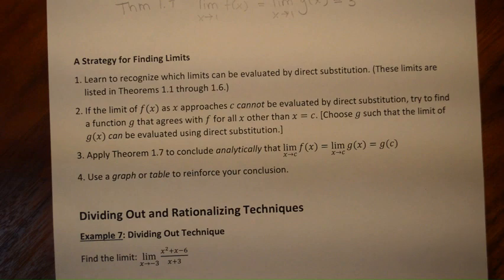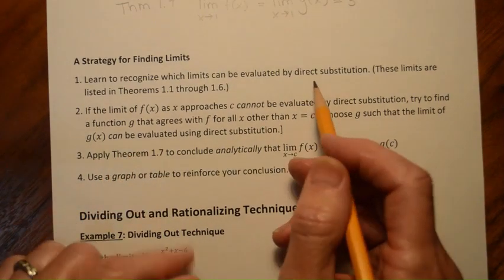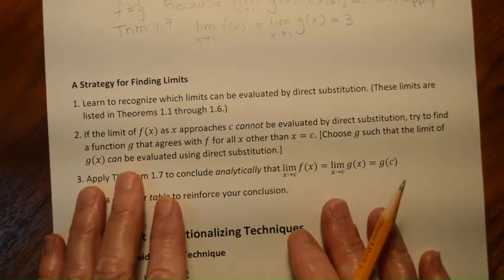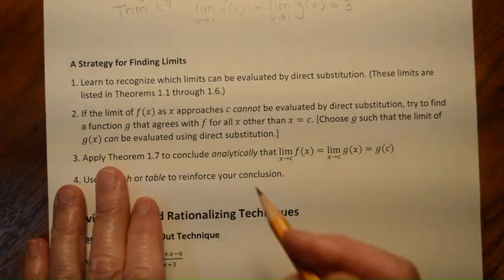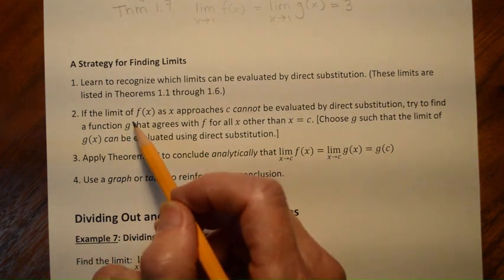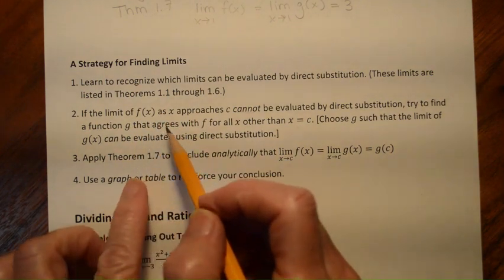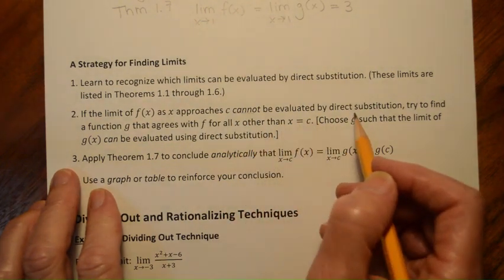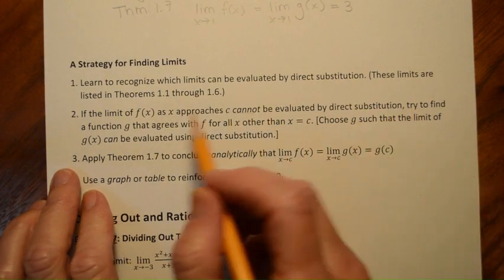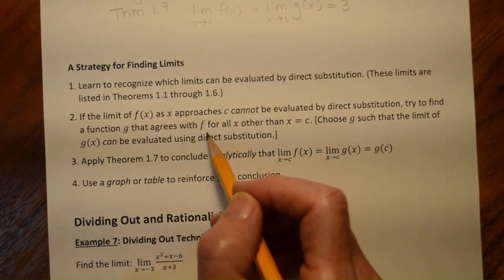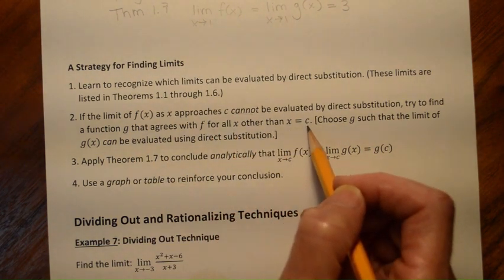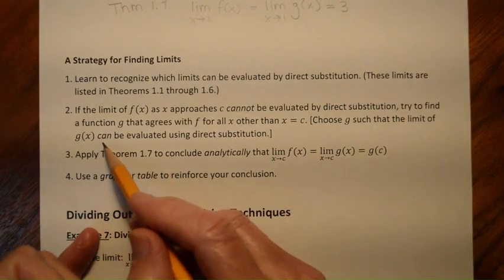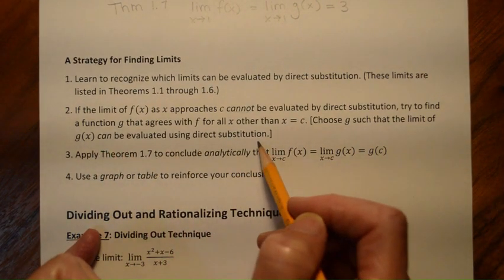Okay, so if direct substitution doesn't work, as in the case up here, then our next strategy is to try to find that function g. If the limit of f of x as x approaches c cannot be evaluated by direct substitution, try to find that function g that agrees with f for every x other than c. Then choose g so that the limit of g of x can be evaluated using direct substitution.